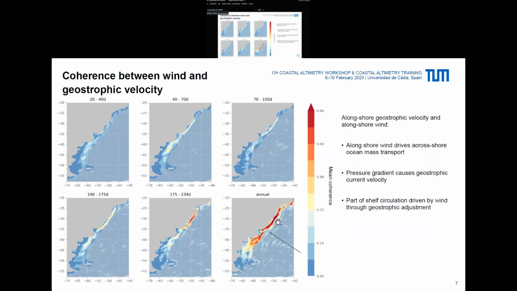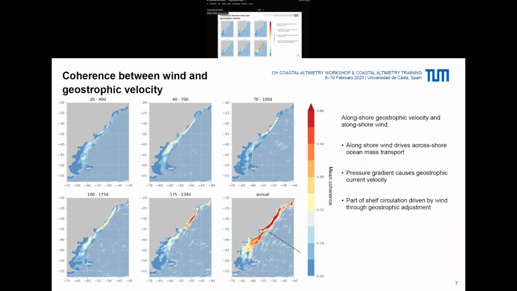So as I said, I also made use of the geostrophic velocities, and I made this comparison in the same way. And here you see the coherence again of the alongshore geostrophic velocity that is associated with the gridded product and the alongshore wind. So why are we doing this? Now we can not only see where the wind drives the anomalies, but we can also see where the wind drives the shelf circulation.